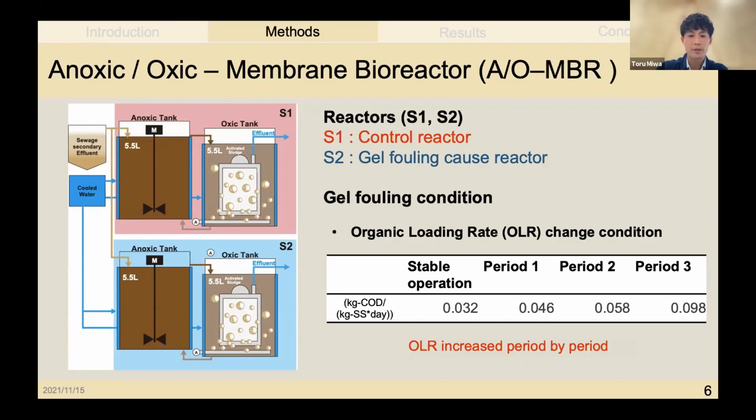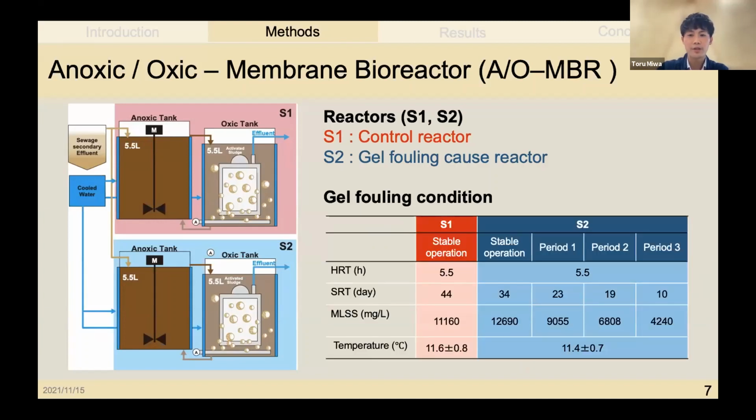Activated sludge temperature was controlled by water jackets installed on the side of the tanks. The operation period was divided into 4 periods to induce gel fouling: stable operation, and periods 1, 2, and 3. The OLR was increased period by period, as shown in this table.